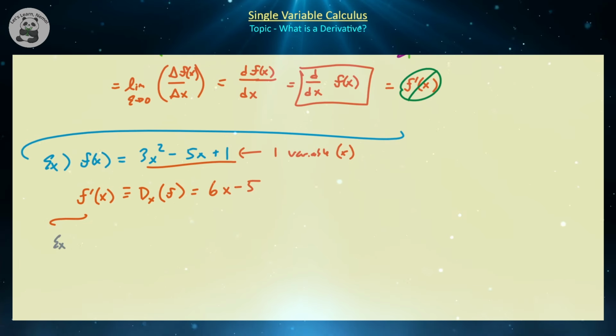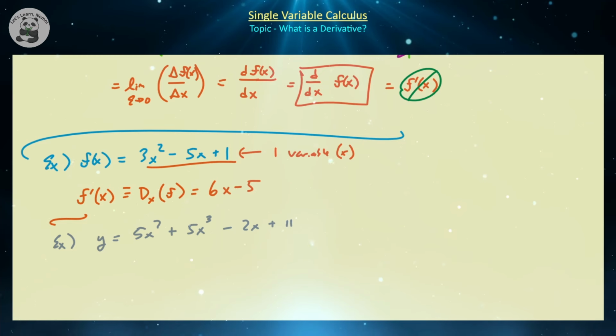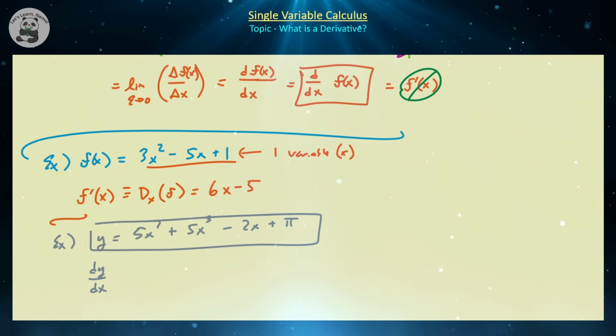Let's assume that somebody else asks you, let's say we have y equal to 5x to the 7th plus 5x cubed minus 2x plus pi, and someone asks you, what is dy divided by dx? And you're like, well, what exactly is this? Well, this expression obviously is a relation, and it indeed is a function. Therefore, we can call this relation f and label that as just f of x, right? Since it is a function, since we have y equal to something with only x in it.